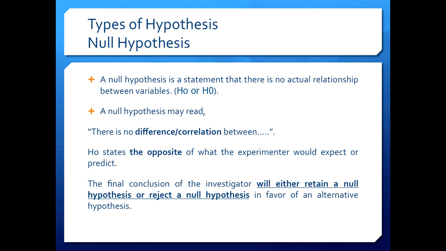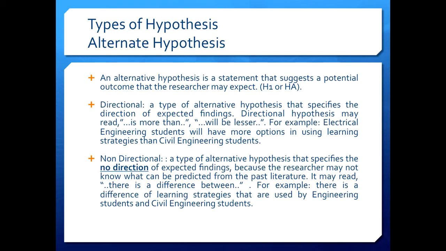As for the alternate hypothesis, the second type, it is a statement that suggests a potential outcome, what we expect. So the null hypothesis is what we are not expecting, but the alternate hypothesis is what we expect. And it has two subtypes, directional and non-directional.